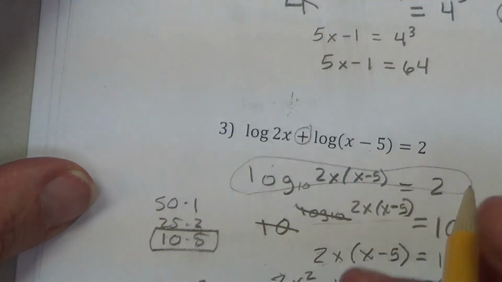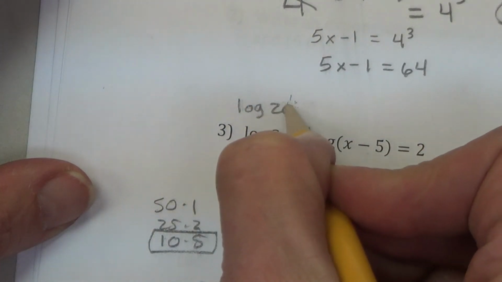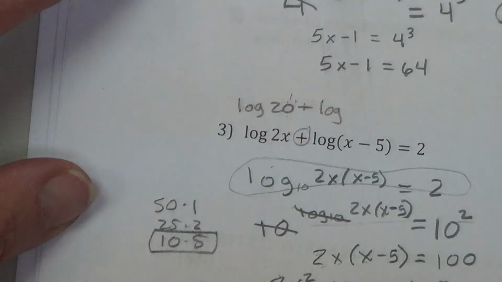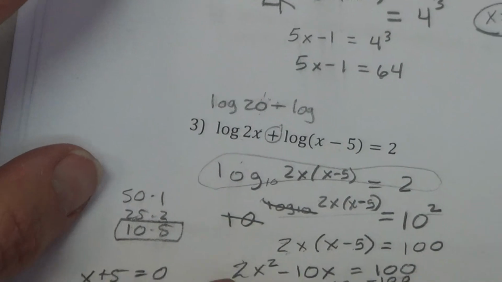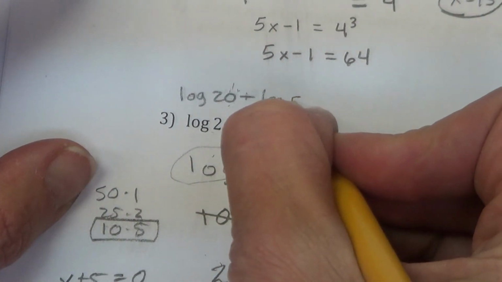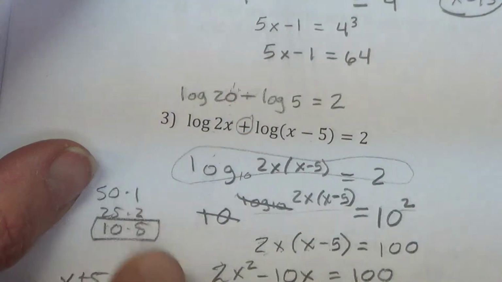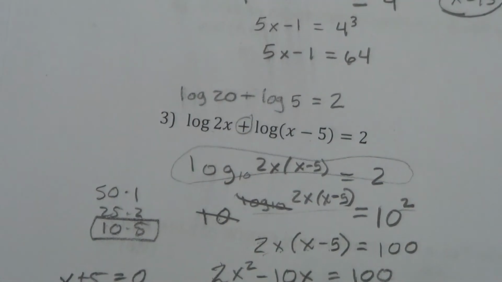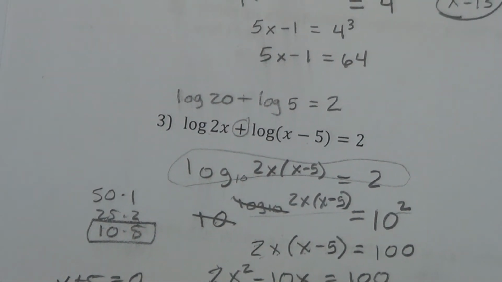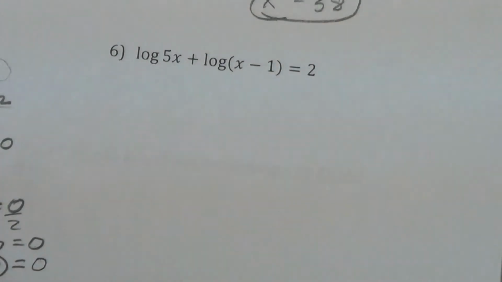Now for the other one, we're saying log 20 plus log, we plug 10 in there, 10 minus 5 is 5, log 5 equals 2. You can actually plug that into a calculator and calculate it out and see if that's true. You should do that. Okay, last one on this page.